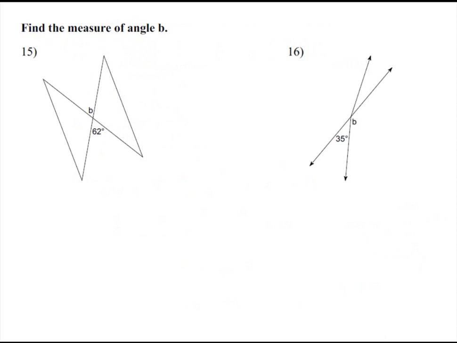All right, number 15 and 16 here. So number 15, we need to find out what angle B is. First of all, you have to recognize when these two lines cross, they form vertical angles, right? Vertical angles. And if you recall, vertical angles we know are congruent. So they're equal. So this is 62, that means angle B has to also be the same, 62 degrees. Okay.